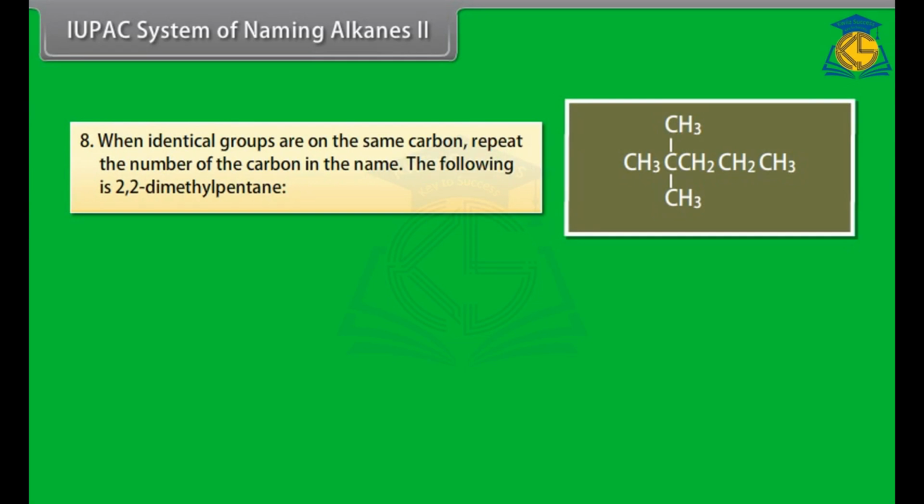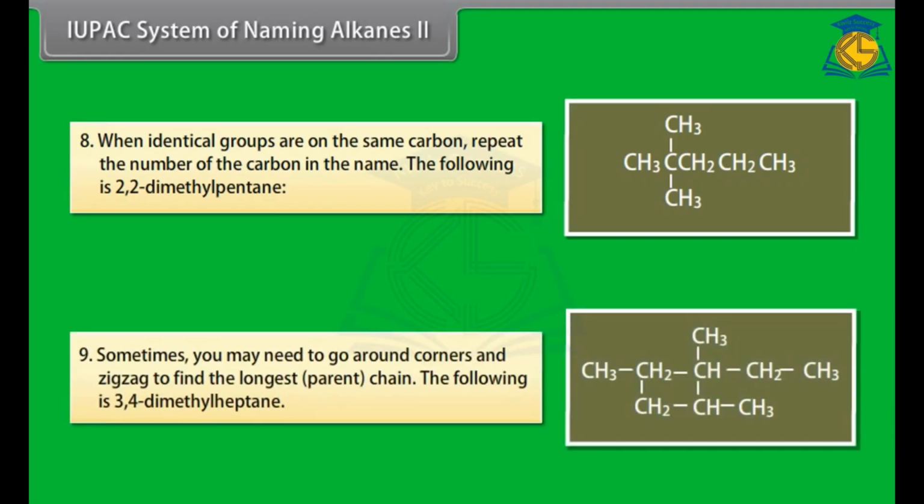Number 8. When identical groups are on the same carbon, repeat the number of the carbon in the name. The following is 2,2-dimethylheptane. Number 9. Sometimes you may need to go around corners and zigzag to find the longest parent chain. The following is 3,4-dimethylheptane. Preparation of alkanes 1.